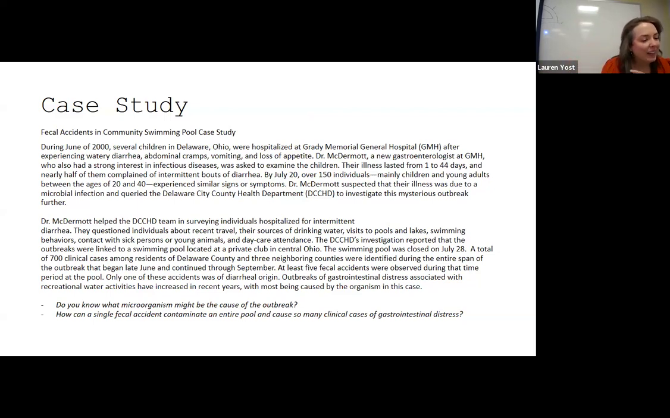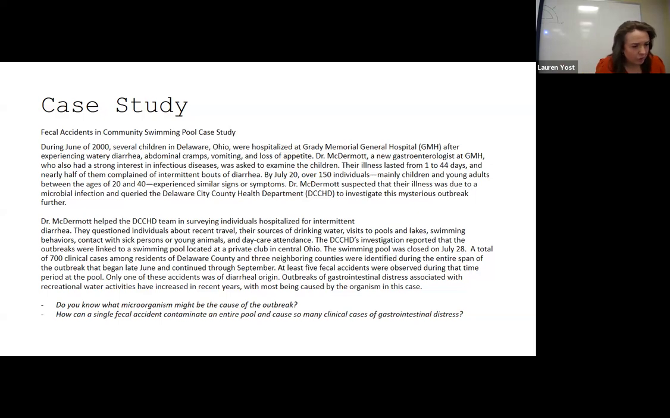Nearly half of them complained of intermittent bouts of diarrhea. By July 20th, over 150 individuals, mainly children and young adults between the ages of 20 and 40, experienced similar signs or symptoms. The doctor suspected that their illness was due to a microbial infection and queried the Delaware City County Health Department to investigate this mysterious outbreak further. Dr. McDermott helped the DCCHD team in surveying individuals hospitalized for intermittent diarrhea.